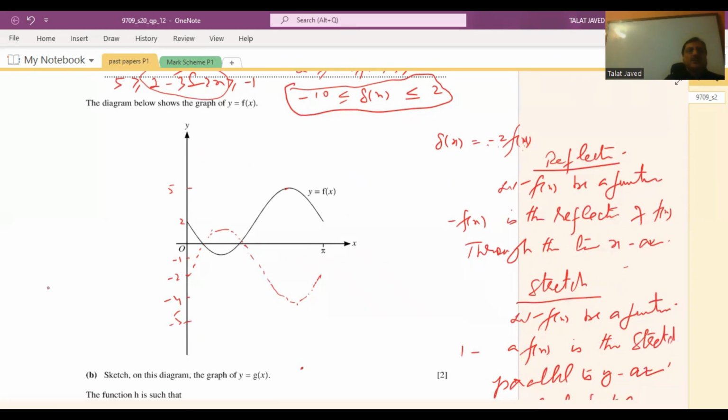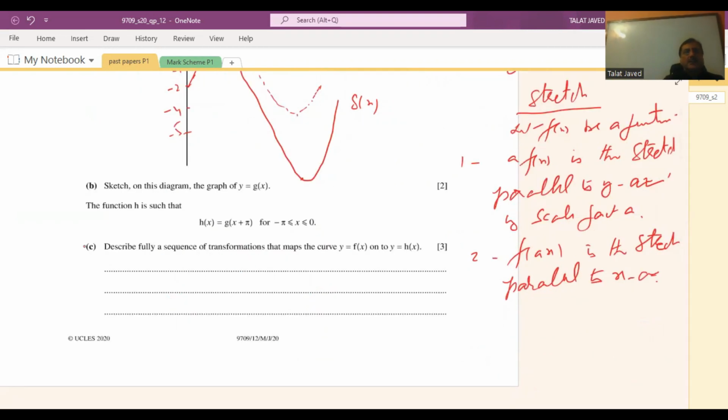This point will be moved to here. So this is the graph.